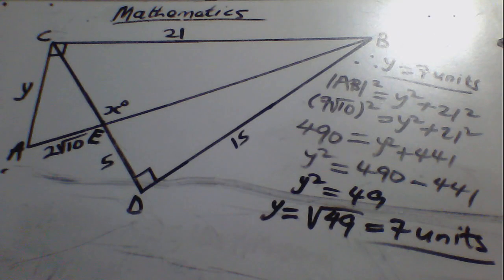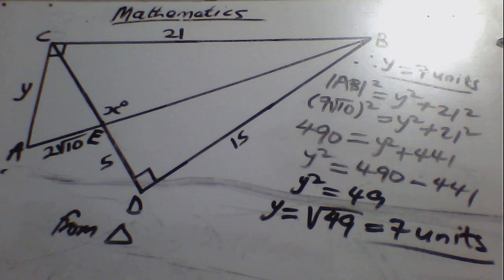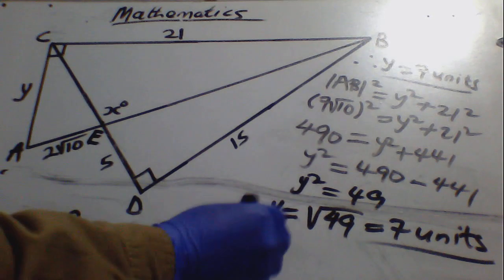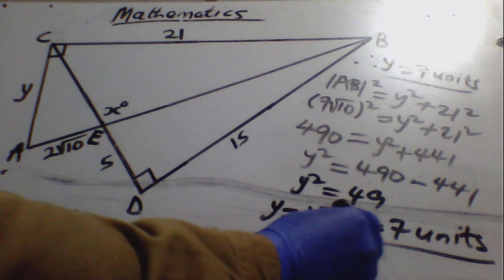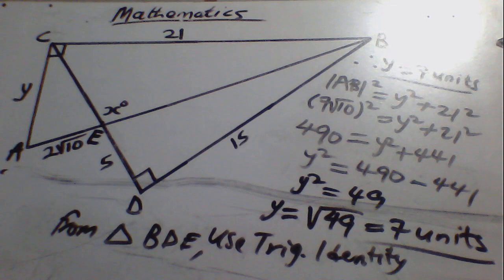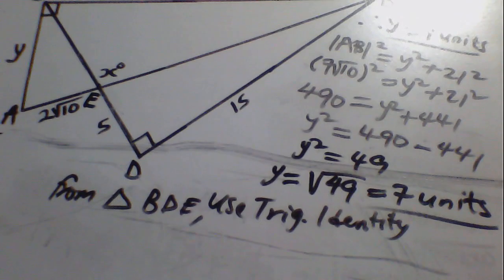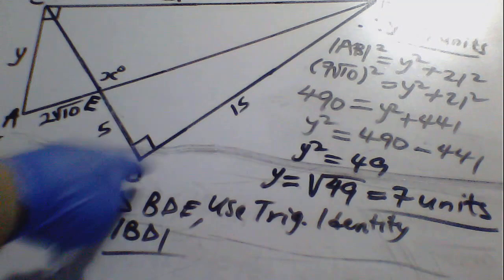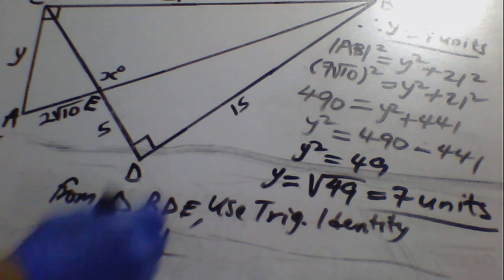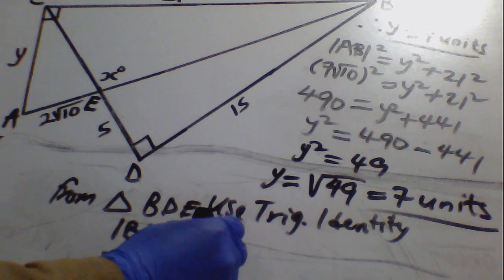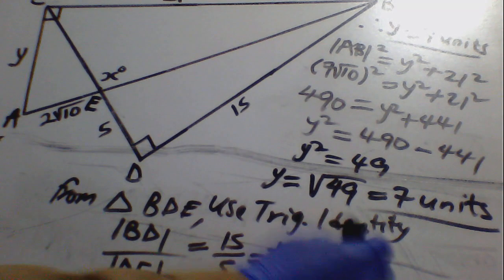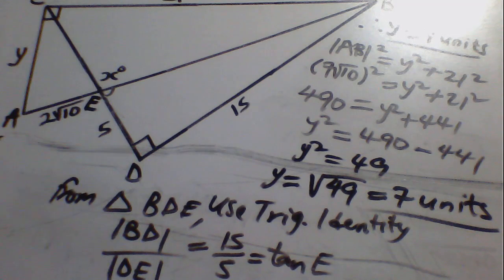The next thing is to find the value of angle x. So you return to triangle BDE. Use trigonometric identity. In this case, you have BD divided by DE is equal to 15 divided by 5, and that gives us tan E. This angle here, that gives us tan E.